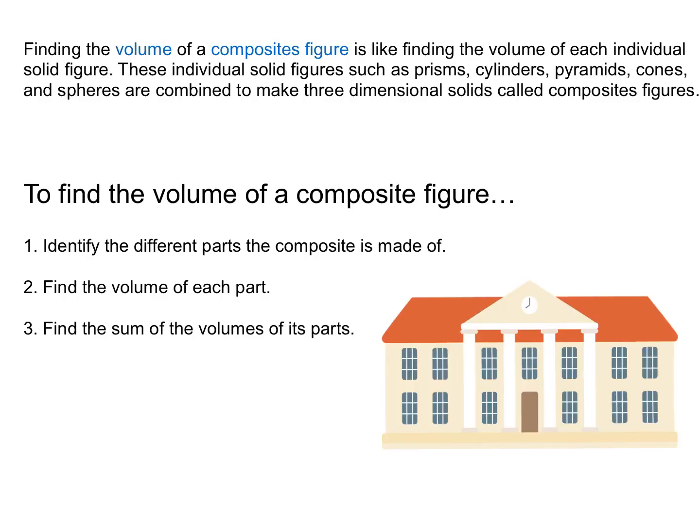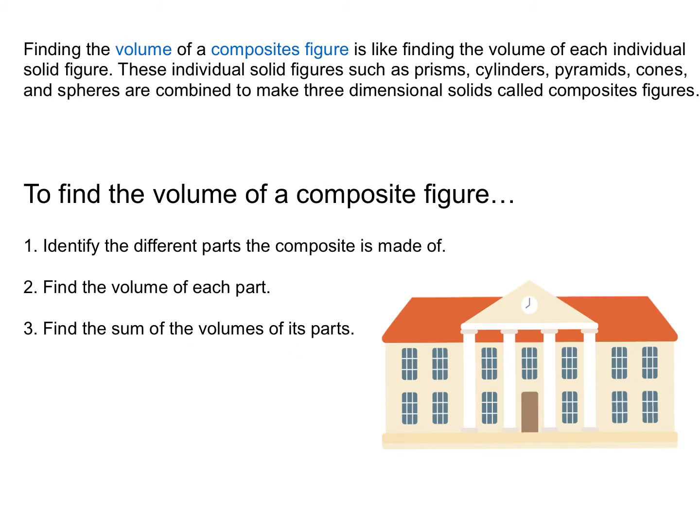Finding the volume of composite figures is like finding the volume of each individual solid figure. These individual solid figures, such as prisms, cylinders, pyramids, cones, and spheres, are combined to make three-dimensional solids called composite figures. So to find the volume of a composite figure, we identify the different parts of the composite figure, then we find the volume of each part, and lastly, find the sum of the volumes of all of its parts.